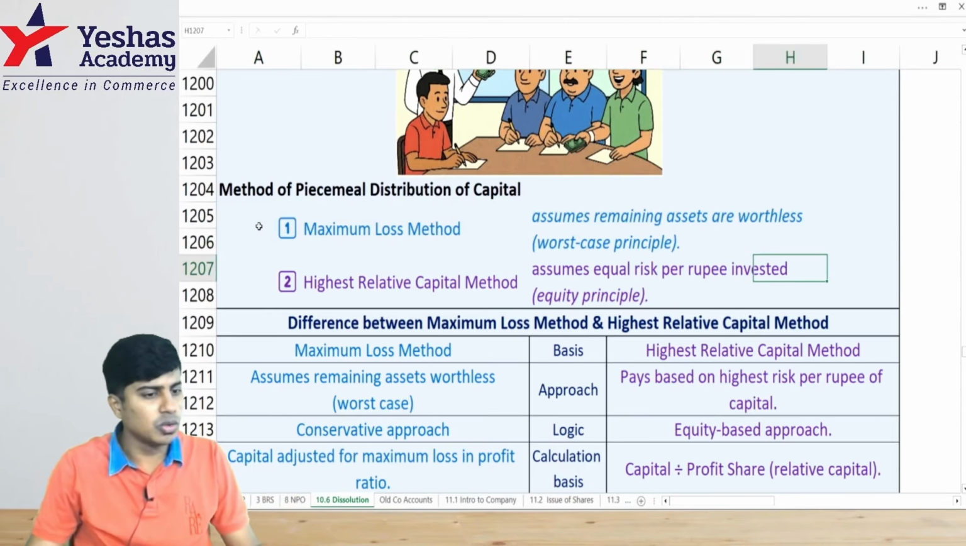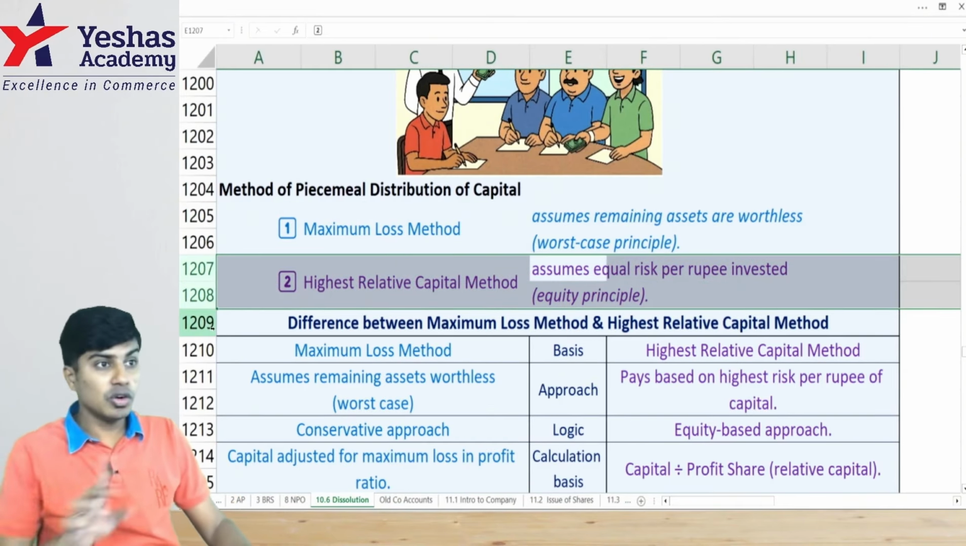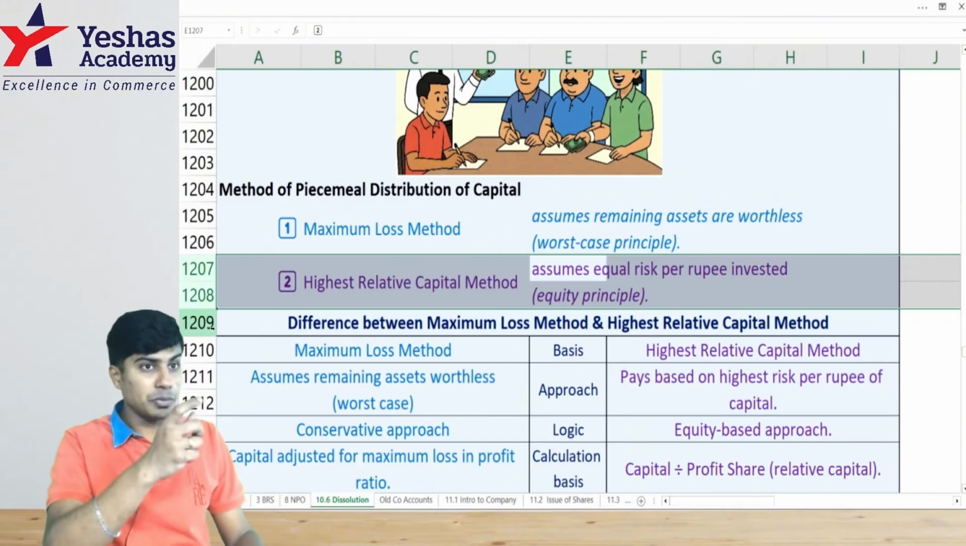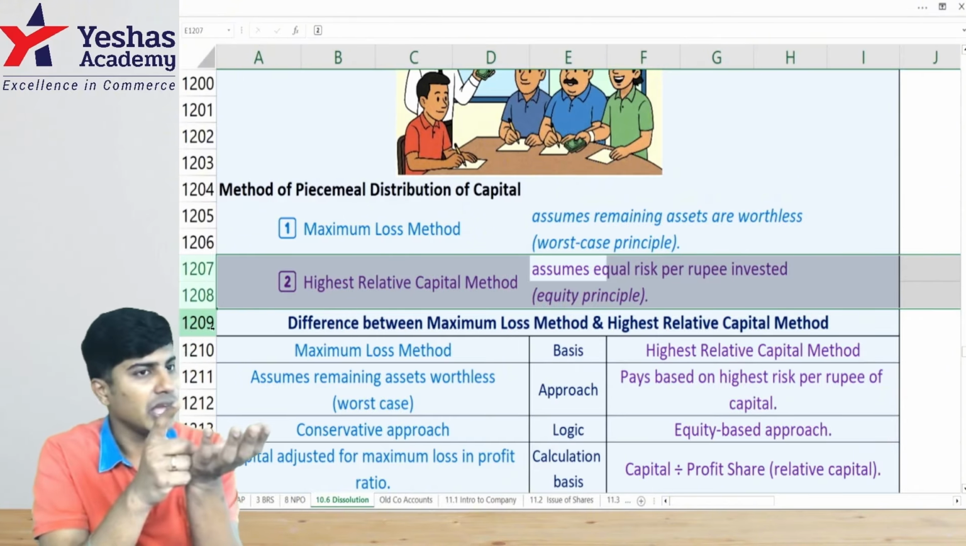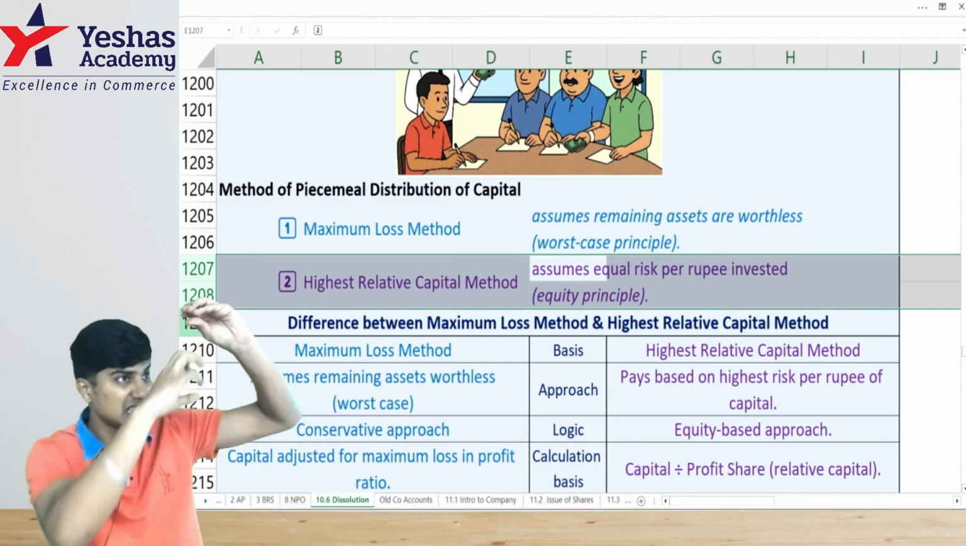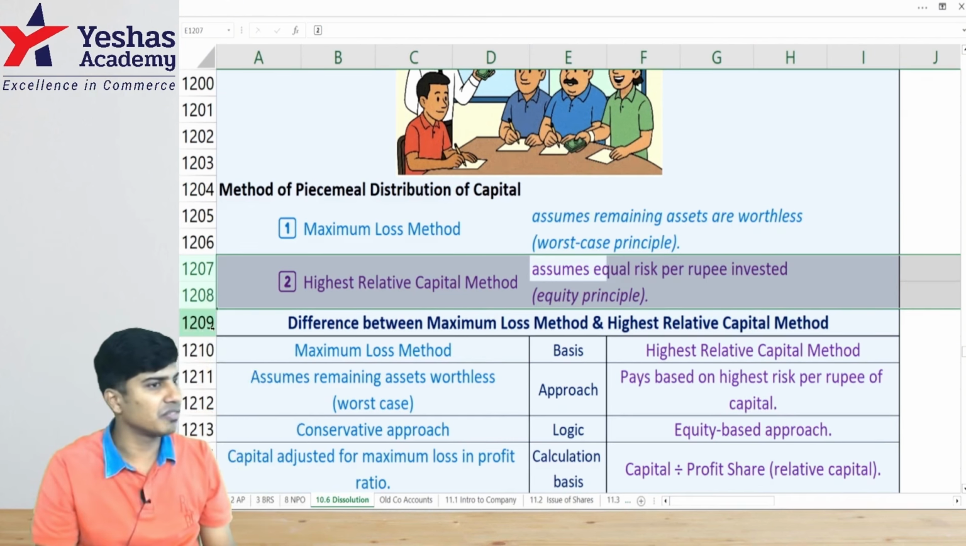Whereas, how do we do it under the highest relative capital method? Very simple. Here, we don't compute loss. We will compute the amount that we should pay. If I say capital is this much, I will pay if I compute. What I will not pay is found as a balancing figure. You understood what is the difference between these two?